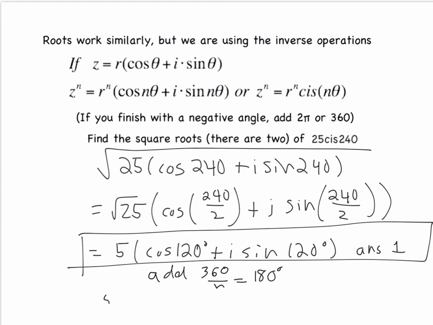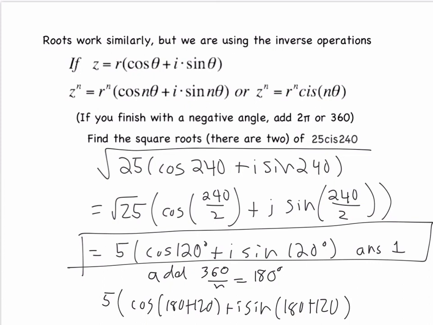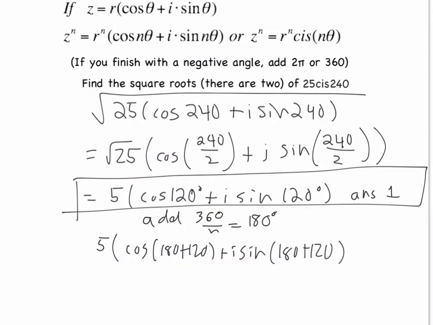So my second answer is going to be 5 times the cosine of 180 plus 120 plus i sine of 180 plus 120. And I end up with 5 cosine of 300 plus i sine of 300. And that would be answer 2.